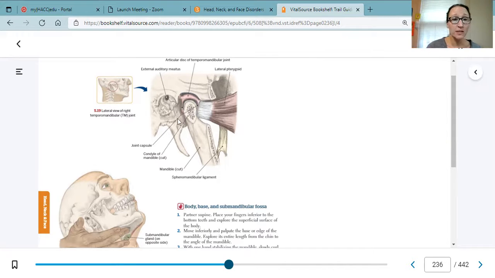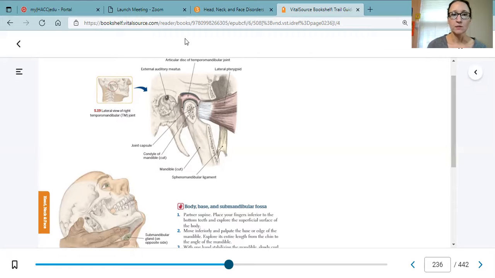I actually know somebody who had to have a condyle replacement because their TMJ was so bad that the whole joint was just completely worn away. So they actually had like a knee replacement or a hip replacement. They had to replace the condyle here for the jaw. I can't even imagine. I can't even imagine.